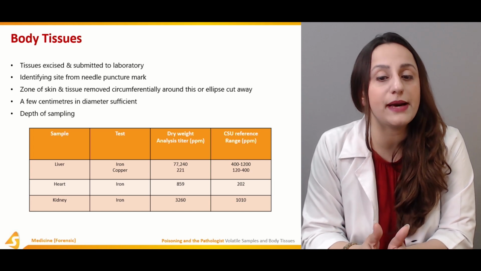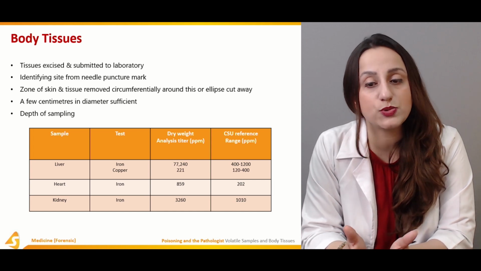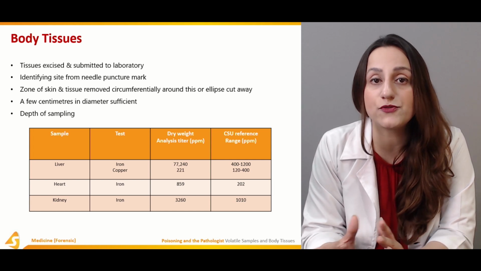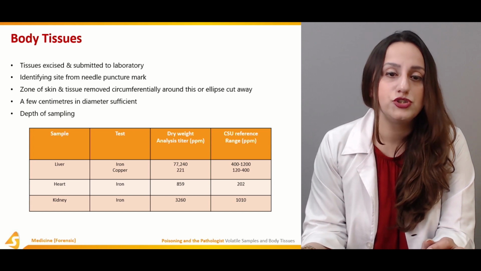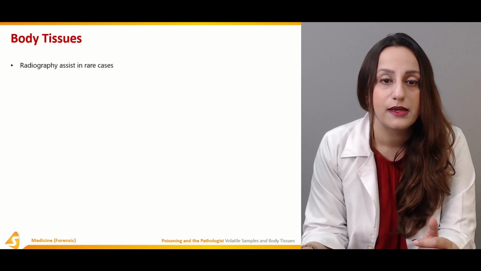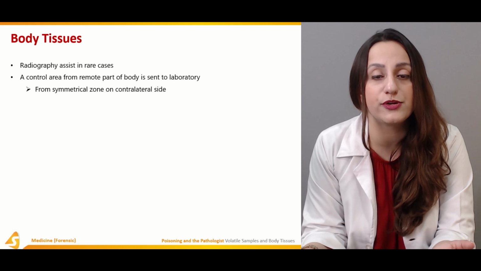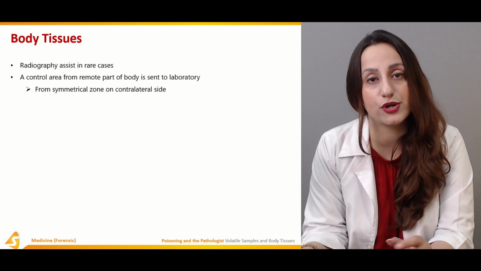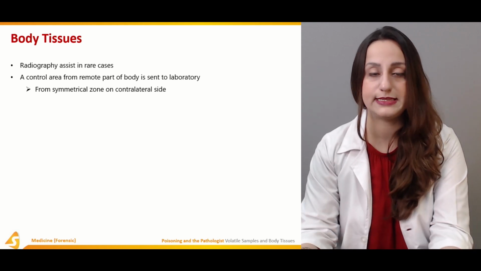And when we're talking about the kidneys, it's again the iron, and the dry weight is 3260 and the CSU range is 1010. So these ranges have to be calculated, and they are basically a reference range, just to see any abnormality in the dry weight and the CSU values. Now the body tissues: radiography assists in rare cases. A control area from the remote part of the body is sent to the laboratory, and from the symmetrical zone or the contralateral side, a radiography is carried out and just seen over here.